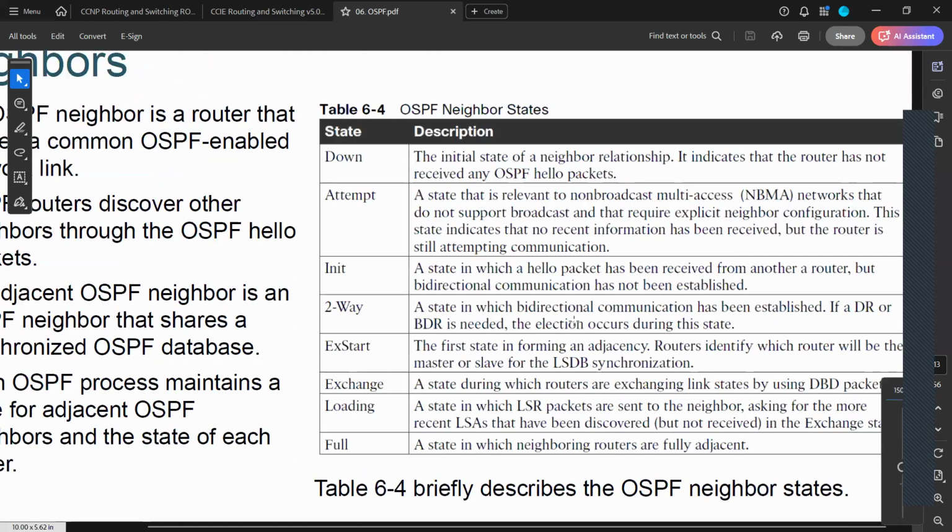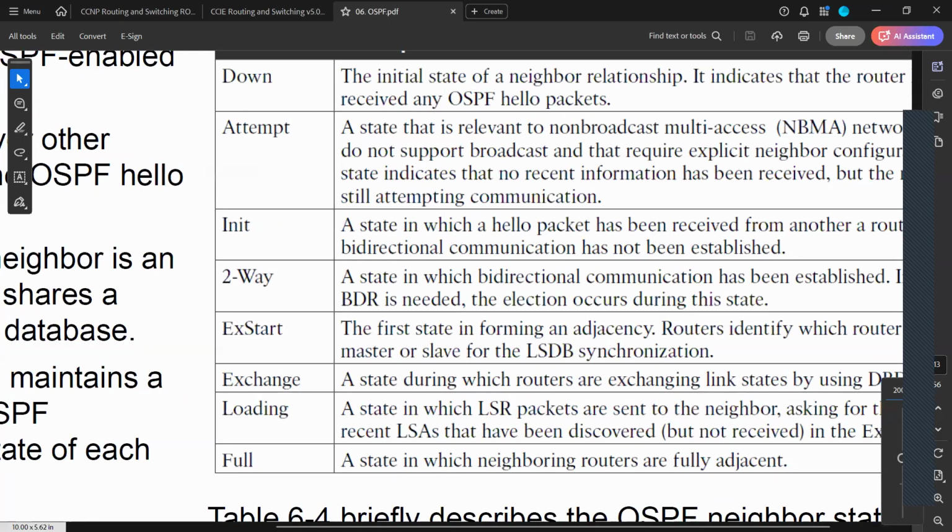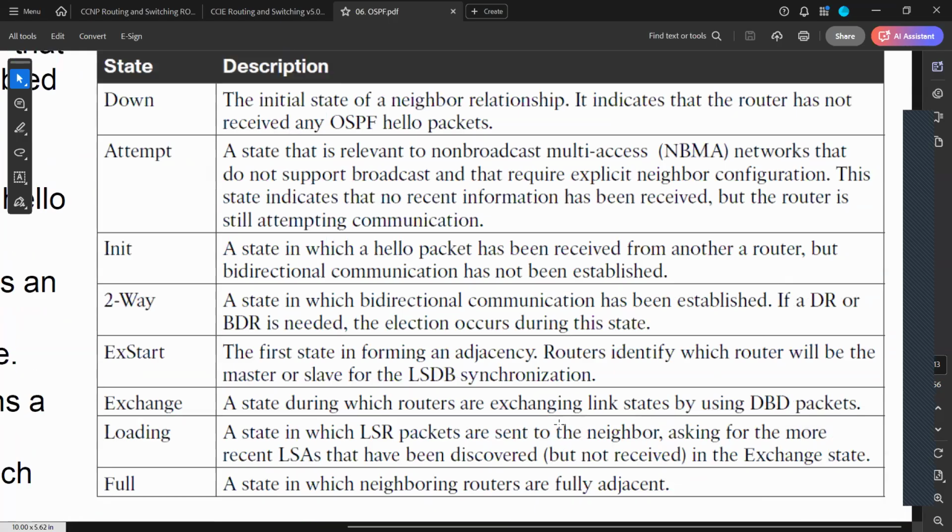Yeah. In the ExStart state, it will be empty, and in the exchange state, it will be information, the database information.